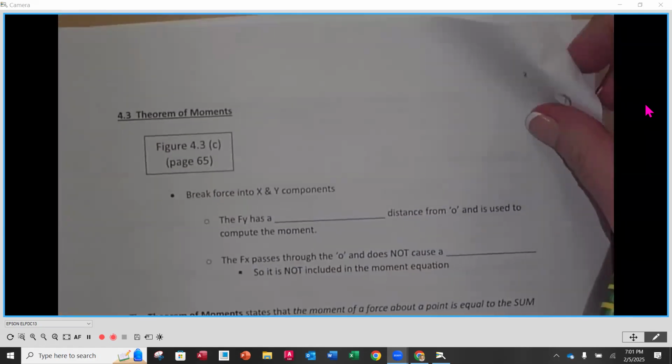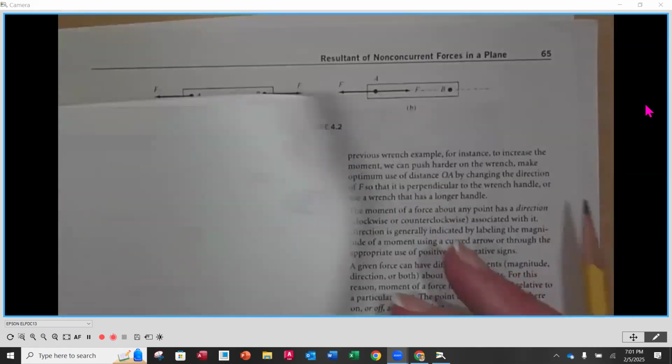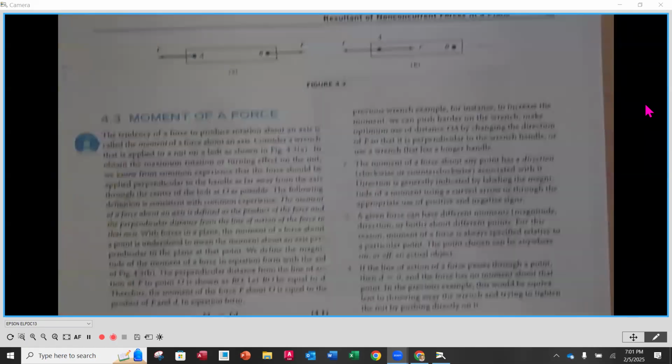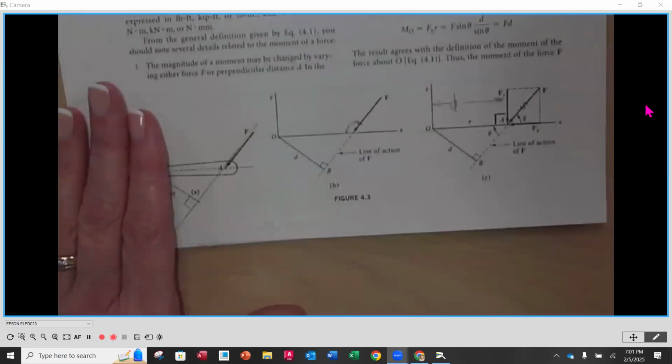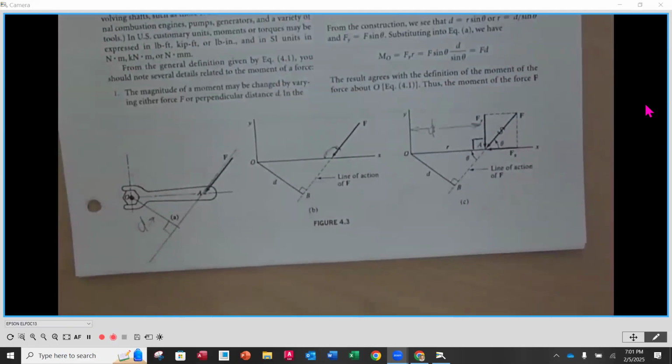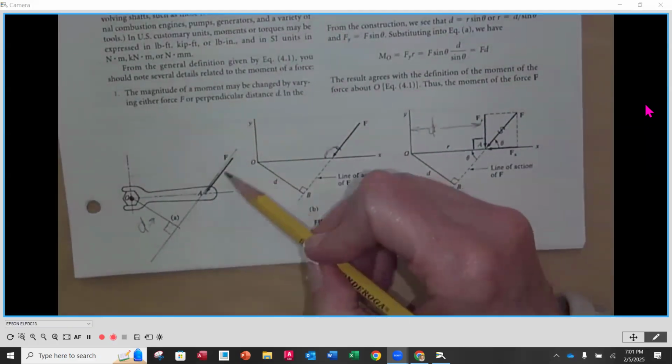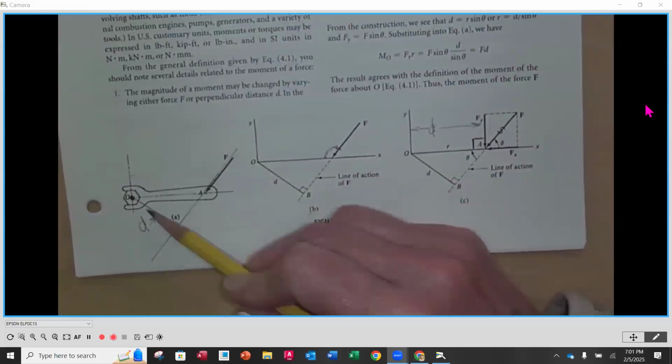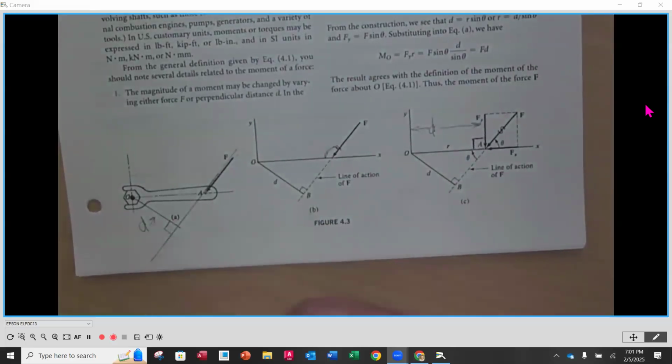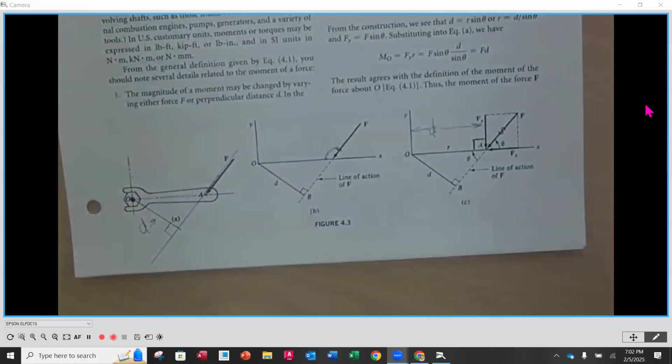All right, theorem of moments. Let's look at figure 4.3. Now, as we saw with our wrench example, the moment is equal to force times perpendicular distance. In some cases, we might have to figure out what that perpendicular distance is if it's not directly given to us. So in this case, we would have to create the triangle and figure out the distances with some more information that we have here. That's okay. That's part of what you might have to do.